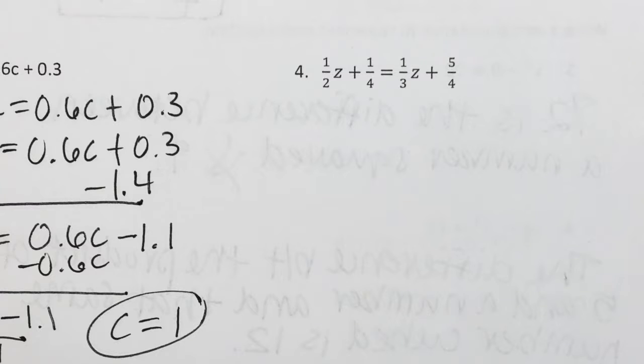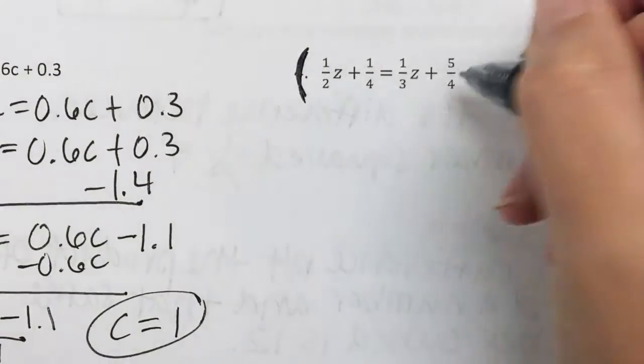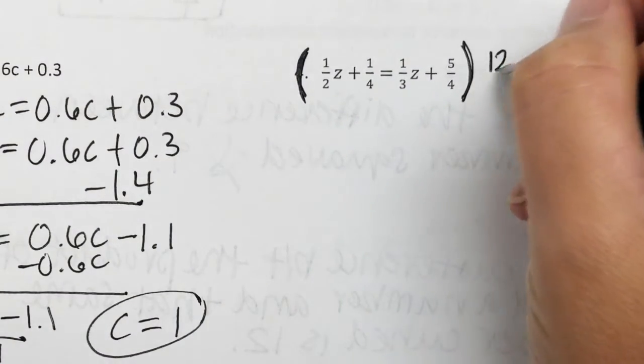Common denominator, good. Angel, right? Alright, what's the common denominator going to be? 12. 12. Very good. So we are going to do what with the 12? Multiply everything by that. 12.